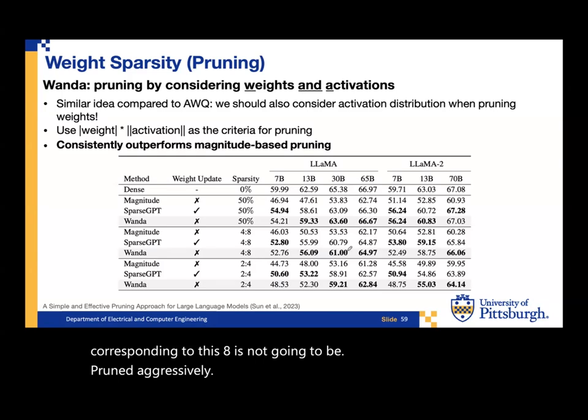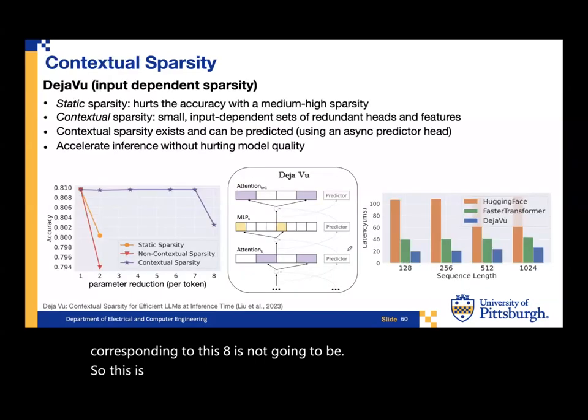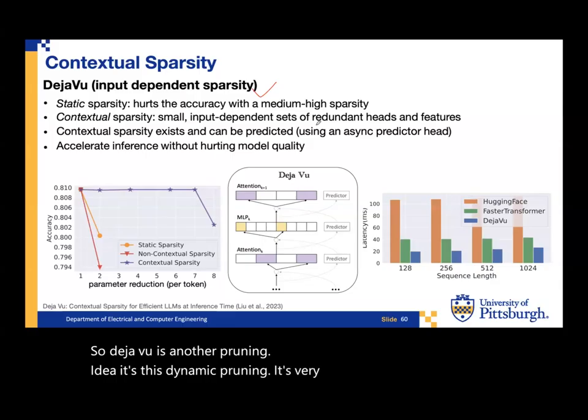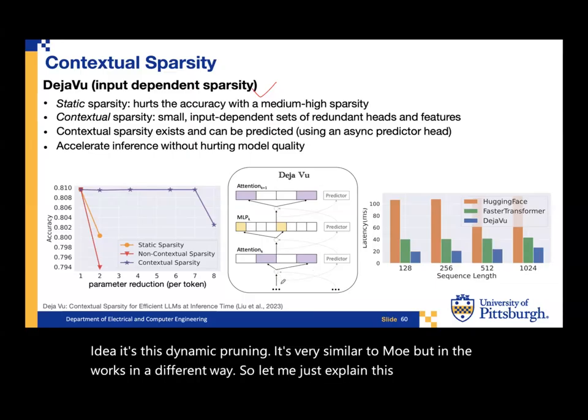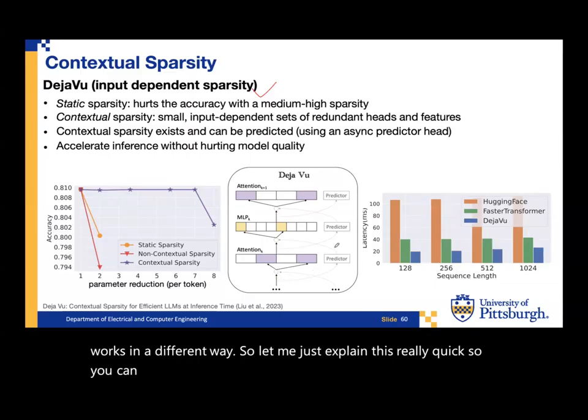So this is the experimental results. Deja vu is another pruning idea. It's this dynamic pruning. It's very similar to MOE, but works in a different way. So let me just explain this really quick. You can see that in deja vu, you have something called a predictor.